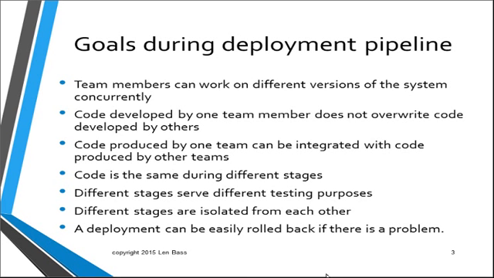The different stages serve different testing purposes. You want to keep the different stages isolated from each other. In particular, you do not want to affect the production environment while you're in test. And finally, and not so obviously, you want to have a rollback process. Okay, a deployment can be easily rolled back if there is a problem.